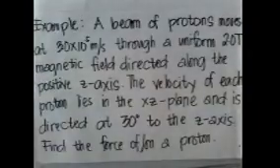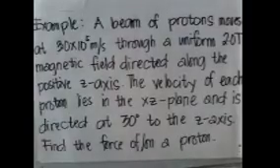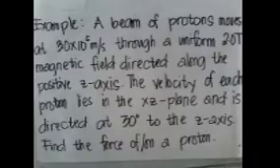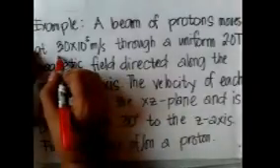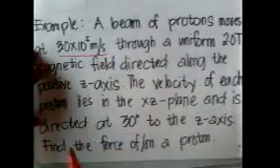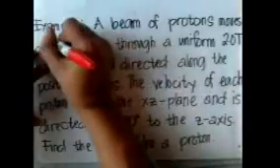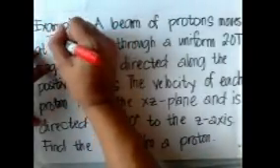Here, a beam of protons at 3.0 times 10 to the 5 meter per second goes through a uniform 2.0 Tesla magnetic field directed along the positive z-axis. The velocity of each proton lies in the xz plane and is directed at 30 degrees to the z-axis. Find the force on a proton. So here, we are given the velocity of the proton, which is equal to 3 times 10 to the power of 5 meter per second.